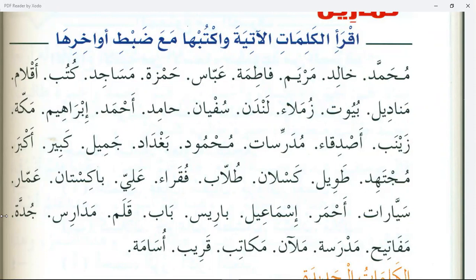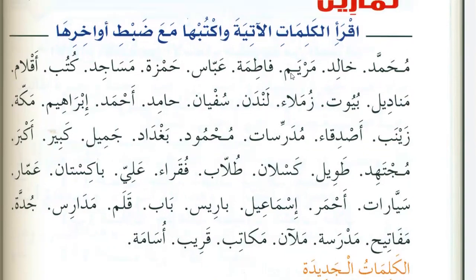Miss Kinza. Muhammadun, Khalidun, Marjamu, Fatimatu, reason. When you read Abbasun, give the reason also. Because it is a feminine female's name, we can't use tanween. Next. Fatimatu, Abbasun, Hamzatun, Masajidun. Why are we not using tanween? Because of ta marbuta. Okay, proper noun with ta marbuta.